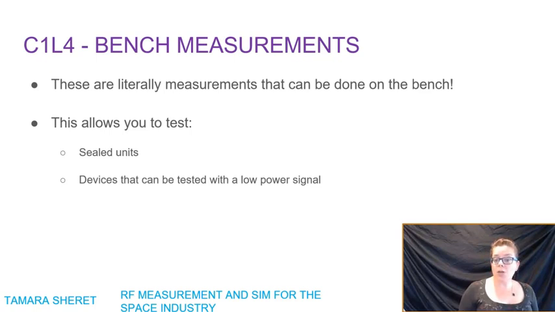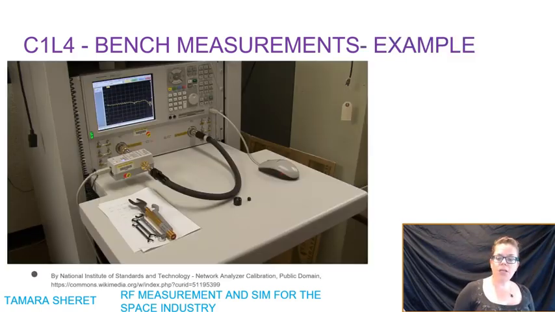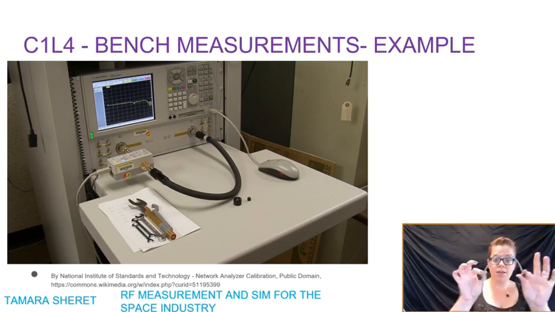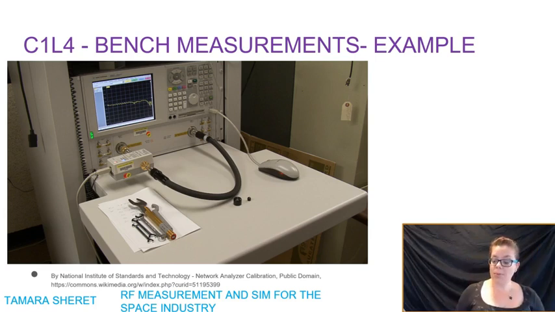The kind of thing that you can test here is a sealed unit or something that allows a low power signal to be transmitted. If you're an RF engineer, you will spend a large portion of your time sat at one of these. It's a vector network analyzer with an integral desk, a really common sight. You have your very stable, proper CAL cables, the big, thick black cables, significantly thicker than the small SMA coaxial cables that you can get.